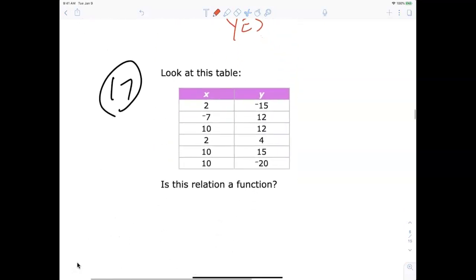Now, we're going to look at a table. Uh-oh, I found one. We found 2 and 2. Then we also noticed that 10 occurred 3 times. So this is definitely not a function.